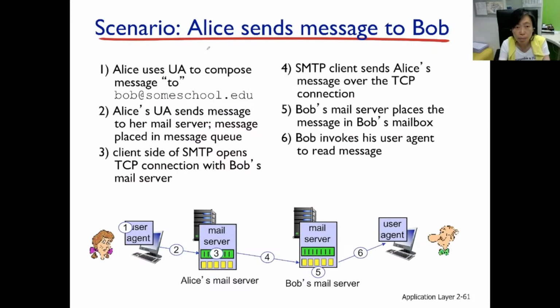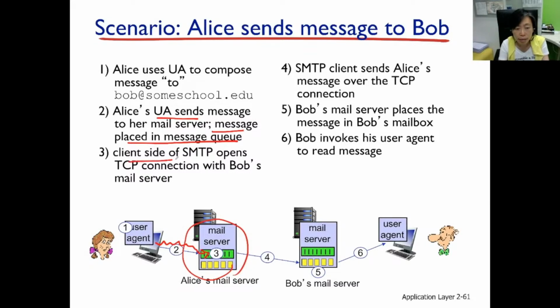Now let's put all three major components together and let me illustrate with a concrete scenario. Alice here is sending an email to Bob over there. So Alice will need to start the user agent first to compose an email. In the email, she will need to specify the receiver. And then the user agent will send the email to the message queue in the local mail server. So that is step 2, the email going to the message queue.